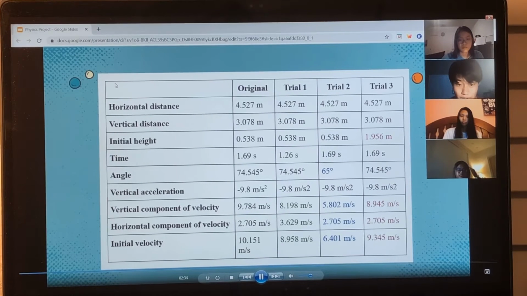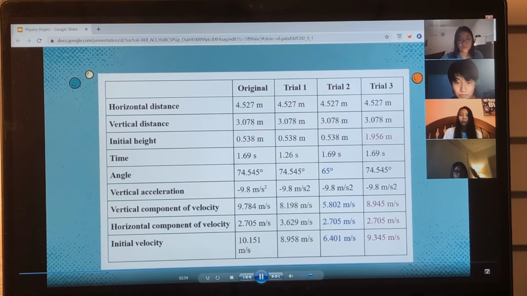Because of this new angle change, the vertical component of the initial velocity would change, as well as the overall initial velocity, from 10.151 meters per second to 6.401 meters per second. And since this is quite significant, it would further prove that his free throw is unrealistic. To fix this, he would need to shoot at a lower angle closer to 65 degrees.